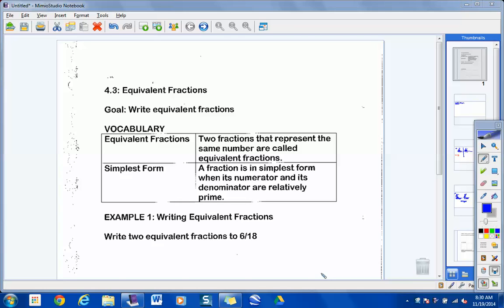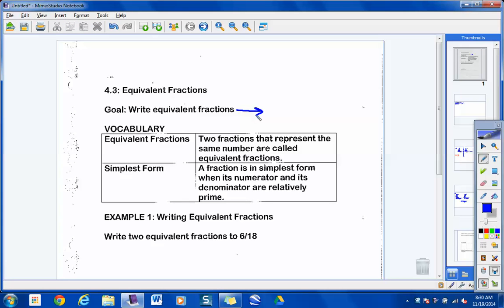Our job today really is to write equivalent fractions. You might want to write this down using prime factorization. So the goal is to write equivalent fractions, and somehow we're going to use that with prime factorization. The prime factorization is actually going to allow us to write fractions in simplest form today, and I'll show you what that means here in a second.